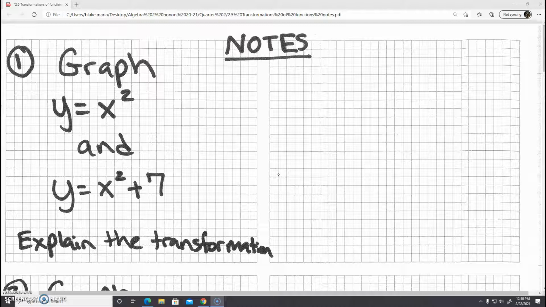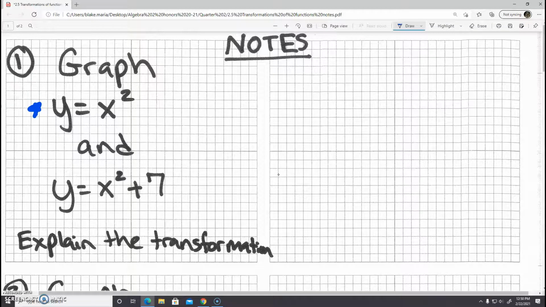So let's start with a little bit of review. We're going to start with our parent function, y equals x squared. Let's get that graphed over here. When x is 0, we have 0, 0. When x is 1, 1 squared is 1, so 1, 1. When x is negative 1, squared is 1. When x is 2, 2 squared is 4, so 2, 4. And when x is negative 2, squared is also 4.